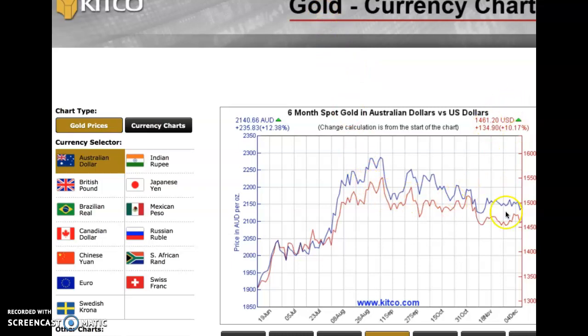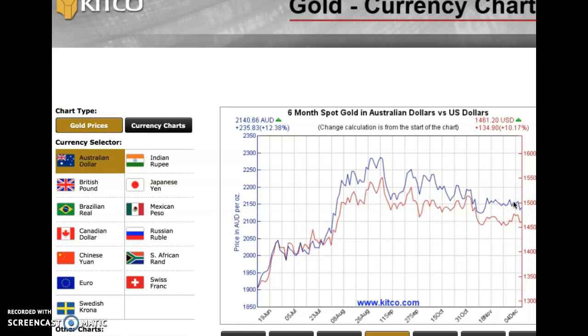The red line will always be the price of gold in dollars. Gold prices are set in US dollars. And the blue line will be your currency from over here on the left. Right now we're displaying the Australian dollar. Okay, so right now, although gold has been dropping, it's on a pullback, the Australian dollar is weaker.